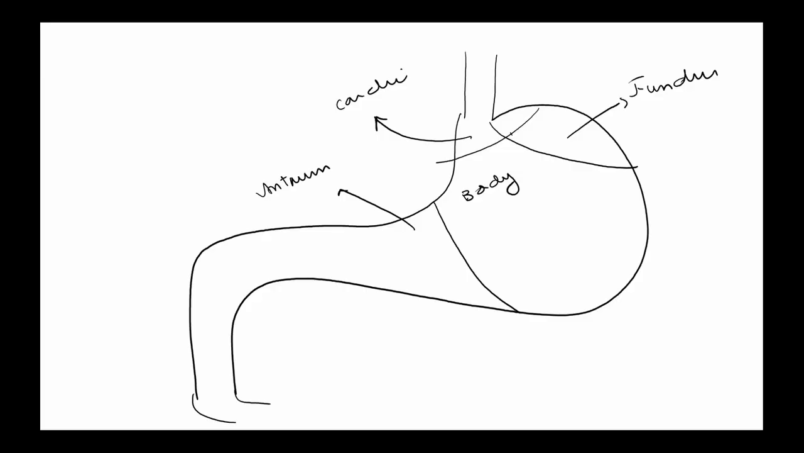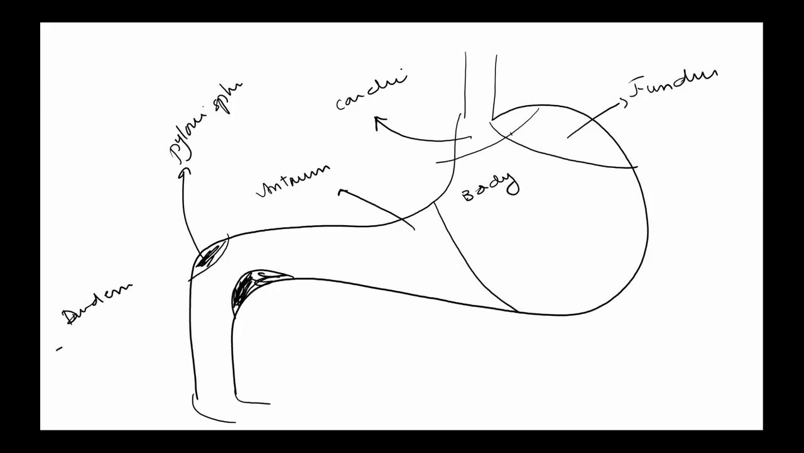And then here there is a narrowing, which is called pyloric sphincter. And then after that, duodenum starts.